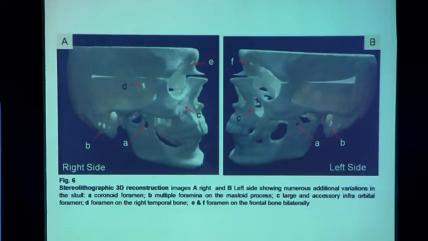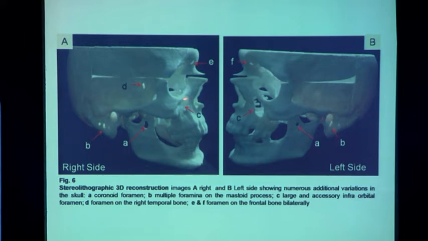I printed the scans as a stereolithographic model of the same patient. I made a 3D print, size 1:1, life size, and these are the number of variations I saw on this patient. This is what made this article and study so interesting that they accepted it for publication in the official Journal of Clinical Anatomy, February. This patient had bilateral coronoid foramina, three foramina on the mastoid process, five foramina on the left side mastoid process, and then a foramen in the external acoustic meatus.